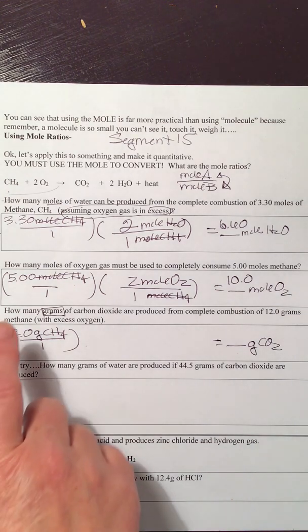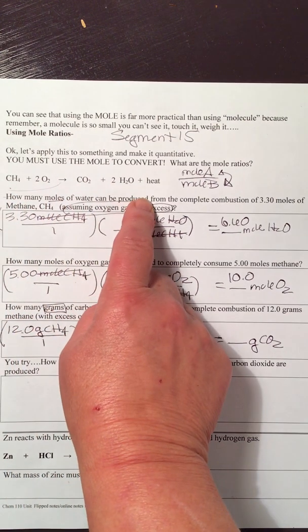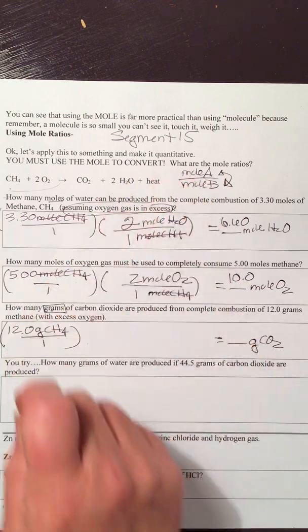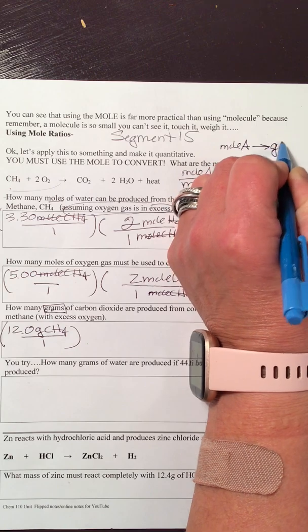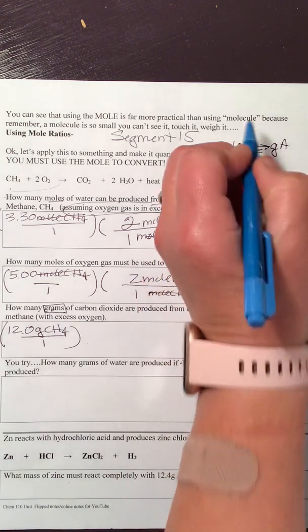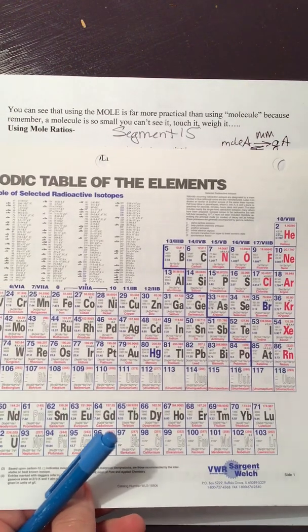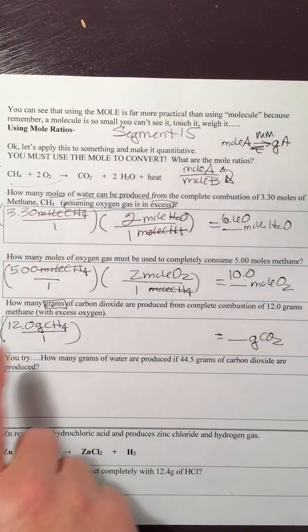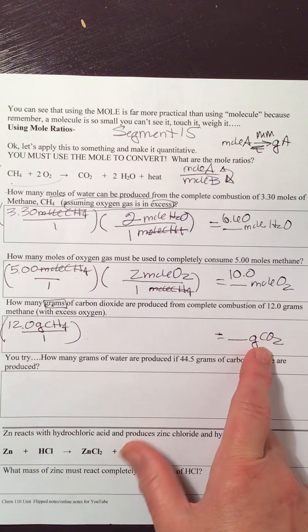Now gram doesn't lead us to this. This only tells us mole. So we have to know how to go from mole of A to gram of A or back again. And in order to do that, you need molar mass, which means you're going to need your periodic table. You should have your periodic table handy because you're going to need the molar mass of this, and you're going to need the molar mass of this.